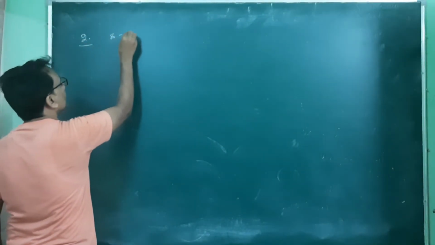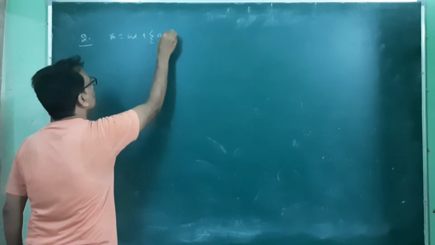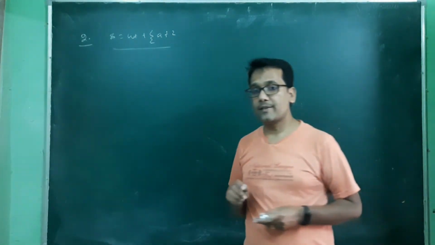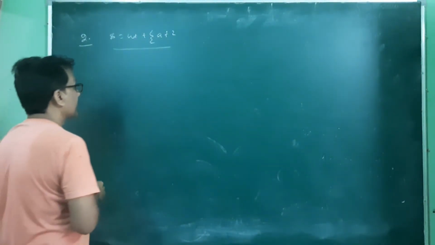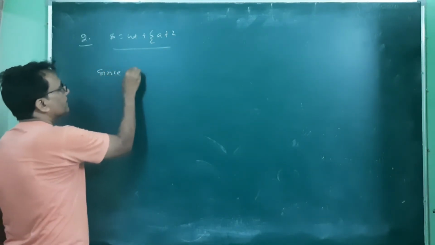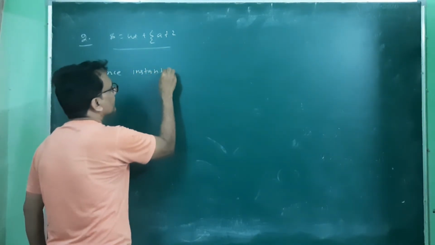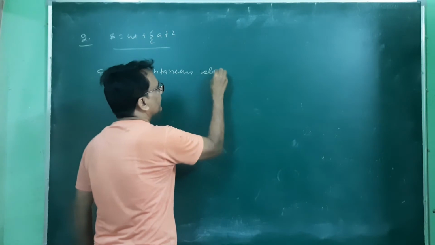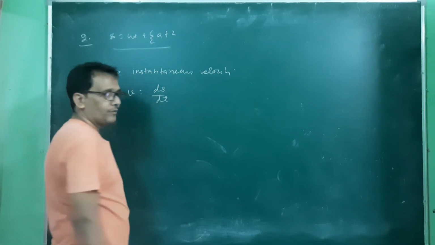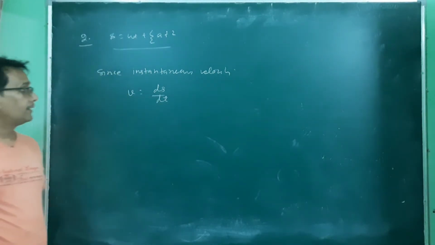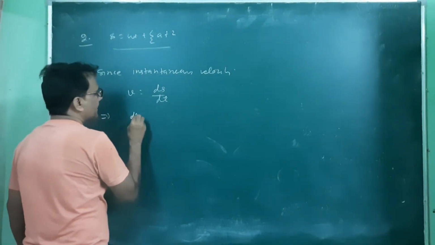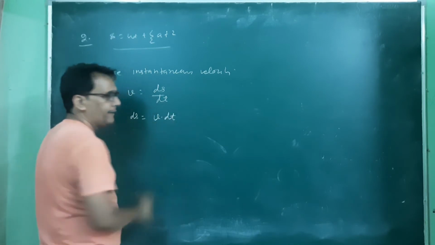Okay, second equation is s is equal to ut plus half a t square. So in the first equation we have taken the instantaneous acceleration. Here we will take the instantaneous velocity. Since instantaneous velocity v is equal to ds by dt, after time t this velocity is defined as, so this implies ds is equal to v multiplied by dt.